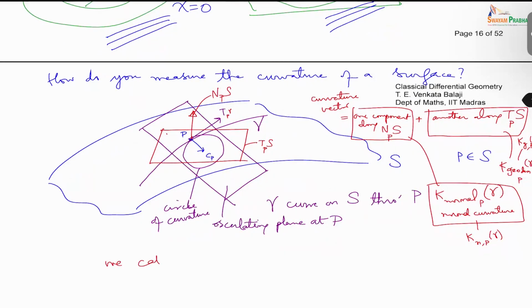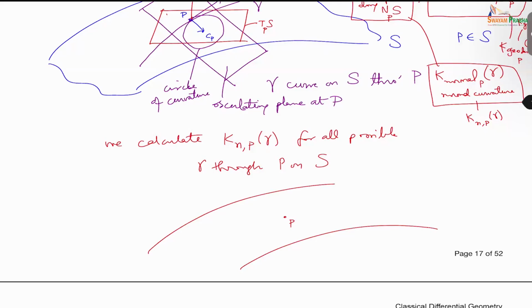Let me write this down. We calculate the normal curvature K at the point P for gamma, for all possible gamma through P on the surface. So the picture is more like this. I have this point P, and then I draw a curve like this, gamma 1, then another curve, gamma 2, and another curve, gamma 3. Each of these curves is going to give me a normal curvature. So corresponding to gamma 1, I am going to get K normal of gamma 1 at P, and similarly for gamma 2 and gamma 3. Somehow, if you have all this data together, that should tell you how much the surface is curved at that point.